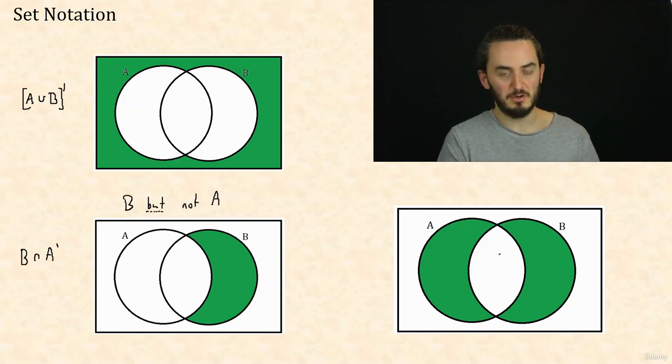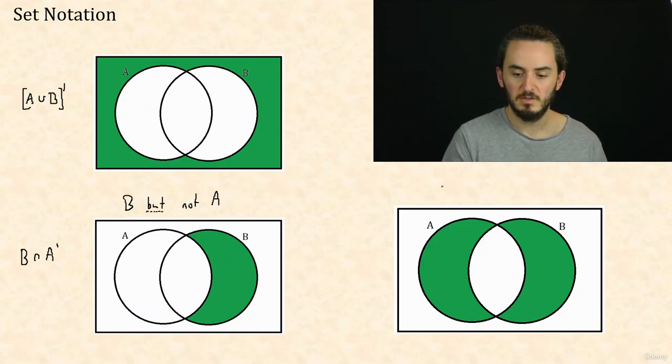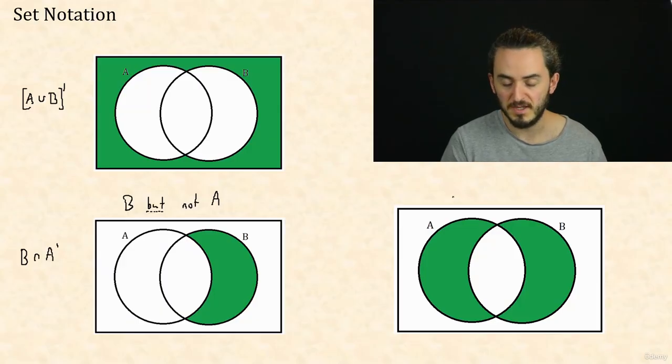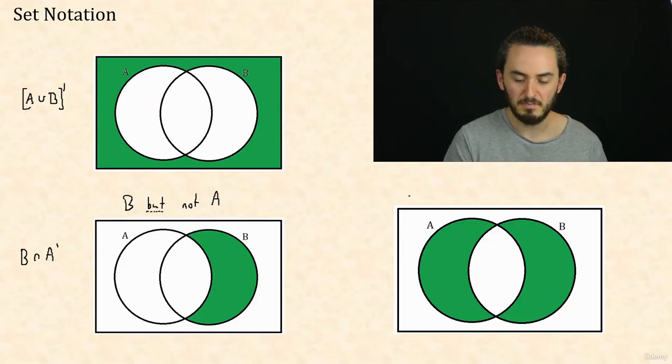All right, how do we capture the exclusive or? So A or B, but not both. Well, there's a number of ways that we could go about doing this, but you can use the language again. We describe this as A or B, but not both. So both would be A and B, and it's not that. So A or B, but not both.